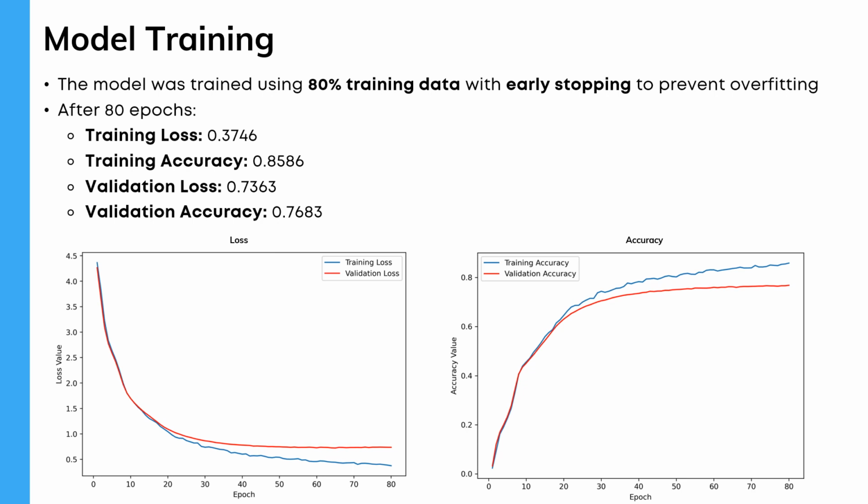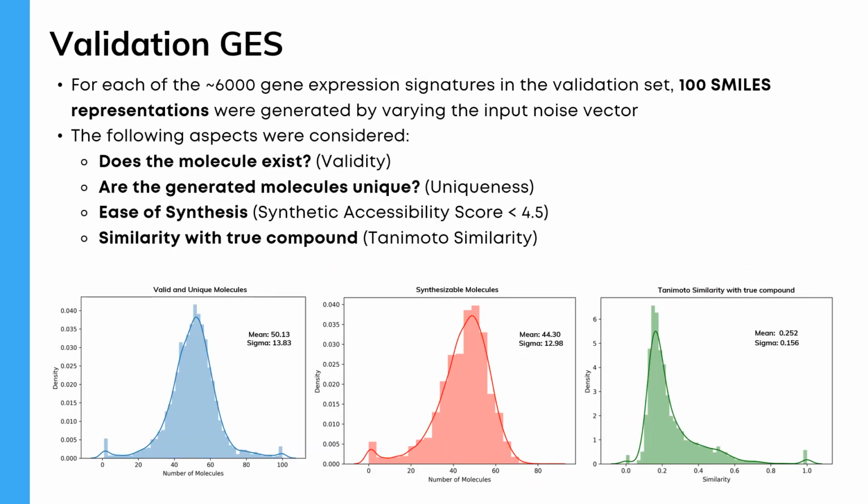These plots are training loss and accuracy curves. The blue curve is for the training data and the red curve is for the validation data. We evaluated the performance on 20% validation data. For each signature, 100 compounds were generated in the form of SMILES representation by varying the noise vector.